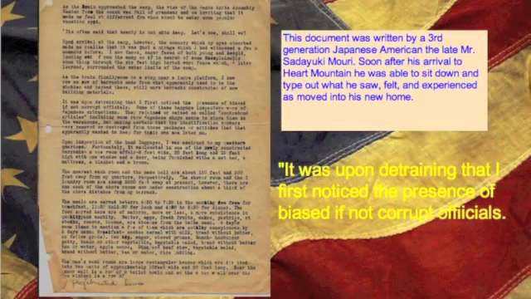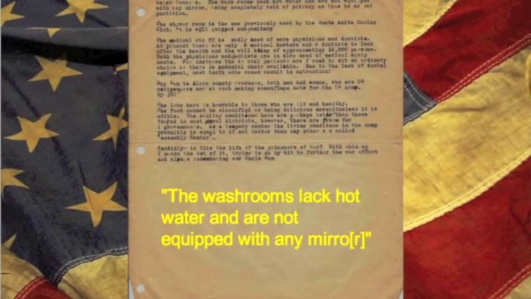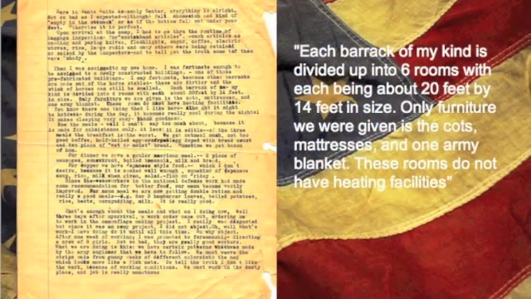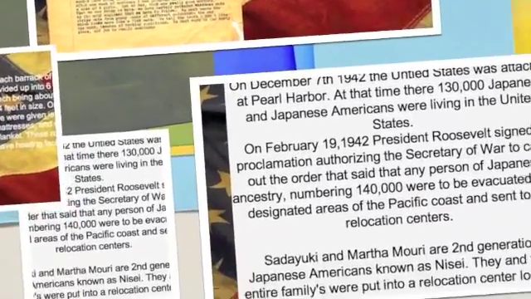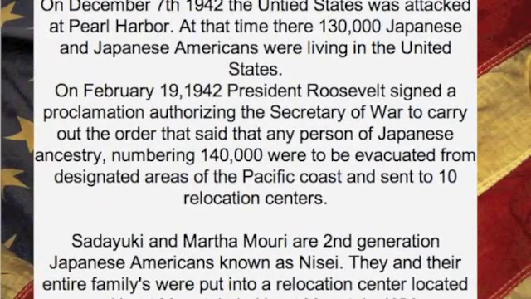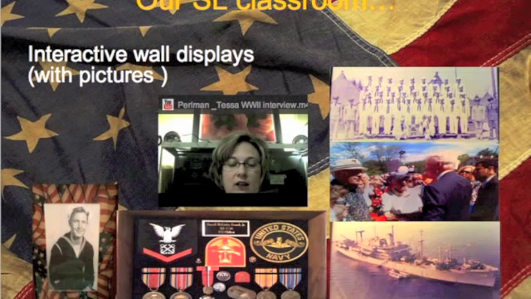This document was written by a third-generation Japanese American, the late Mr. Sadayuki Mori. Soon after his arrival to Heart Mountain, he was able to sit down and type out what he saw, felt, and experienced as he moved into his new home. This document gives you a glimpse as to the poor living conditions that these Japanese Americans had to face at these relocation centers. Sadayuki and Martha Mori are second-generation Japanese Americans. They and their entire families were put into a relocation center at Heart Mountain, Wyoming.